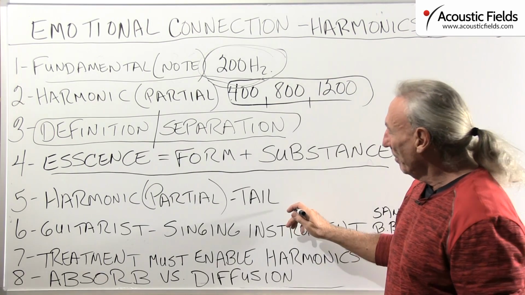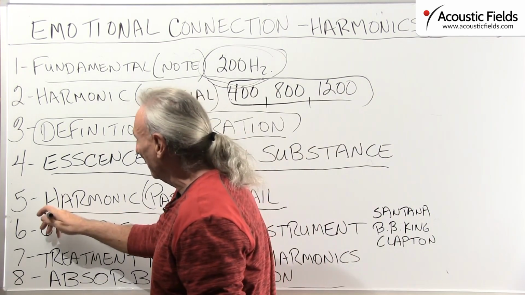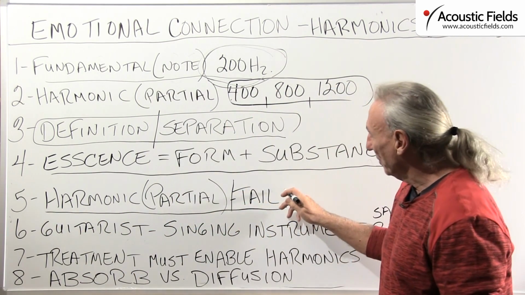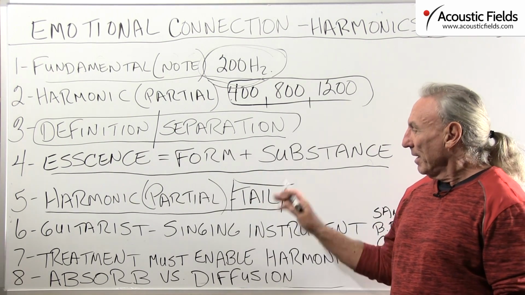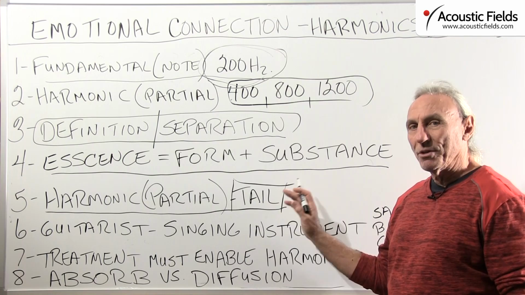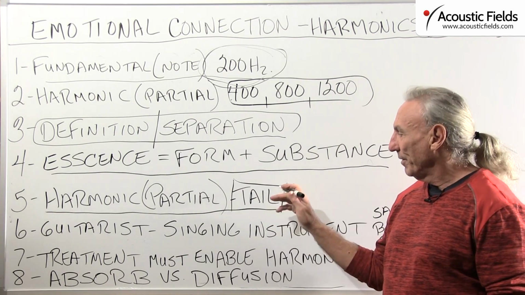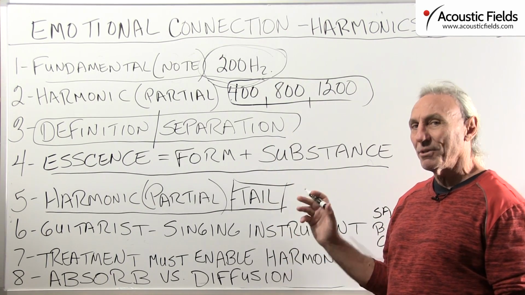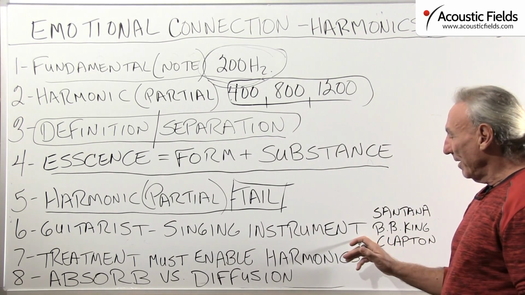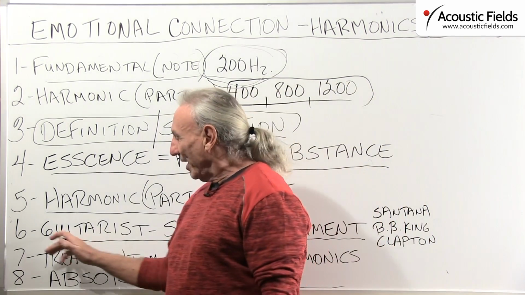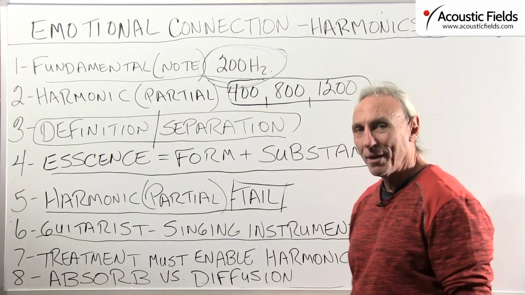And here's another word for it: tail. You hear a lot of musicians use this word, tail, for the harmonic. And we really have to design our room for the tail or the harmonic, because that's really what we want to connect with emotionally.